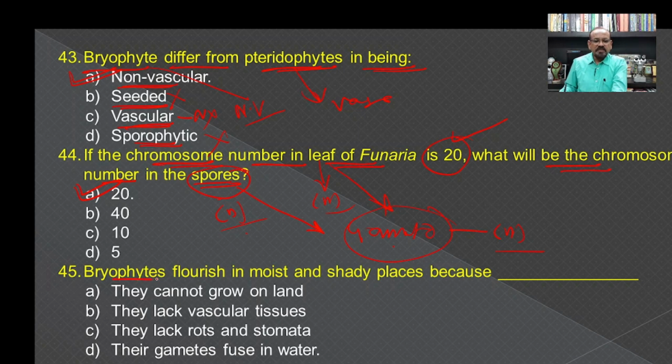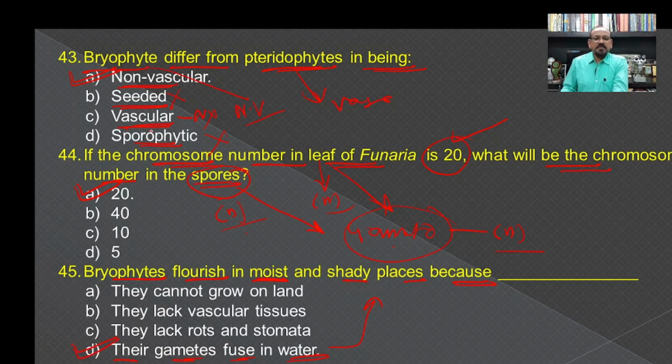Then, bryophytes flourish in moist and shady places because... If you see the moist and shady places, it means that there is a need of water for the transport or movement of the gametes from the antheridium to the archegonium, and hence their gametes fuse in the presence of water. Hence they grow in moist and shady places, and hence D will be the correct answer for this question.